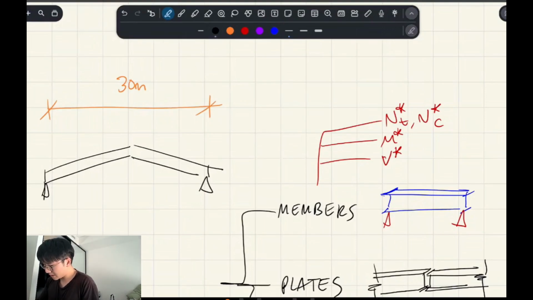Because these rafters are connected to columns, and it's partially fixed at these columns, the bending moment diagram actually looks like this.